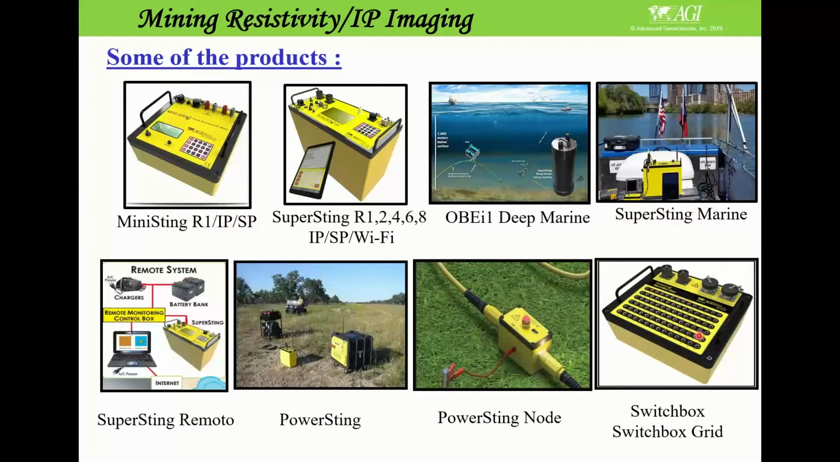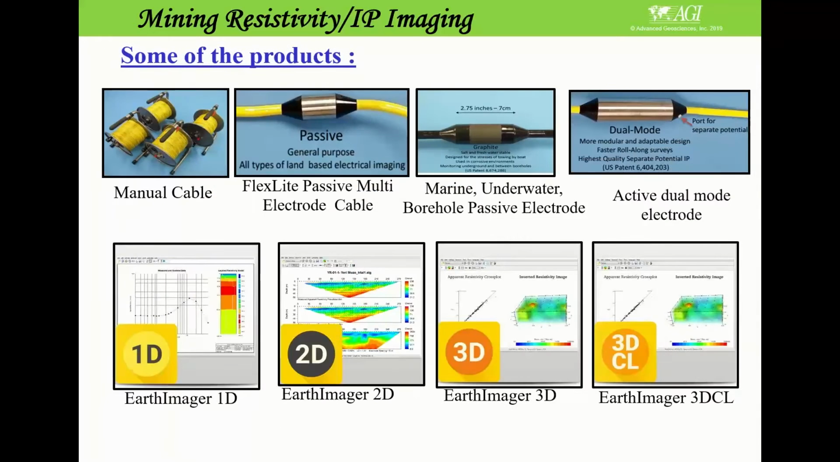It can be used for any passive system for super sting, or you can use your own cable directly connected to here, and then in the field you can also do your measurement with this. So typically what we have is manual cables. You do manual mode measurement, but it is mainly a multi-electrode system. What we have are passive cables and active cables.